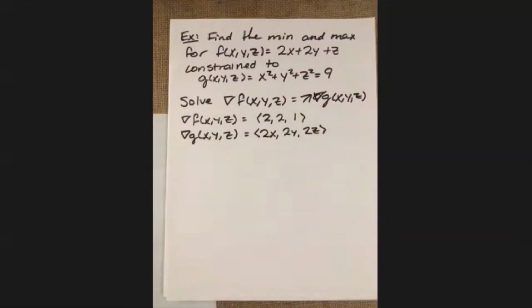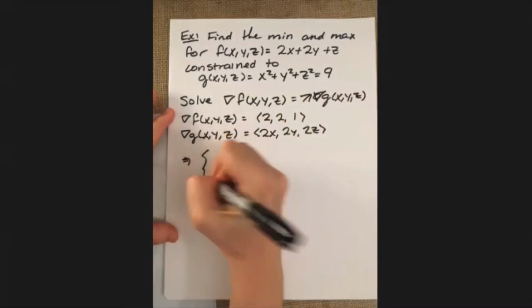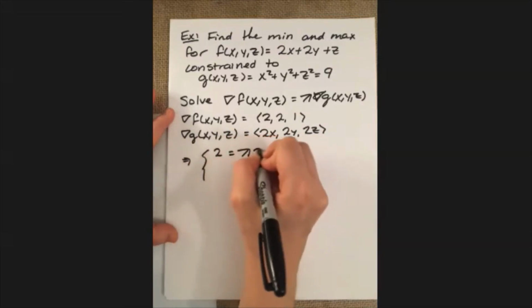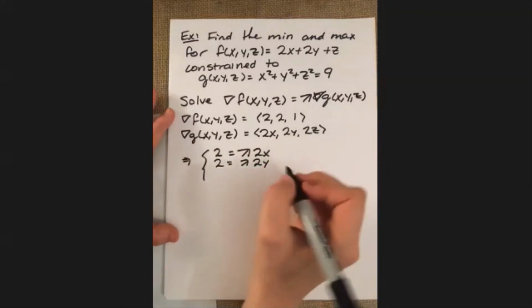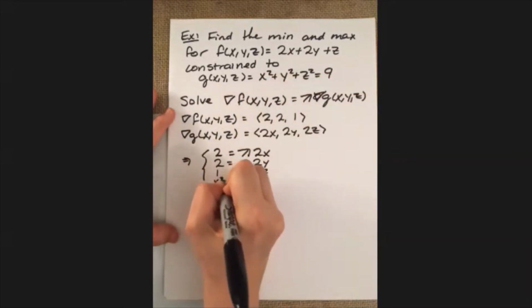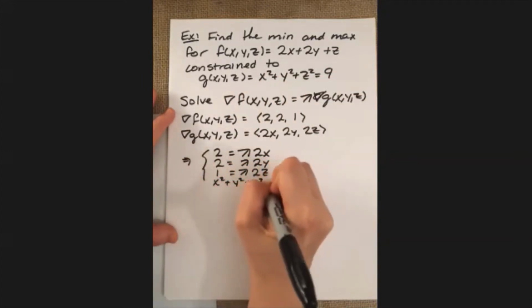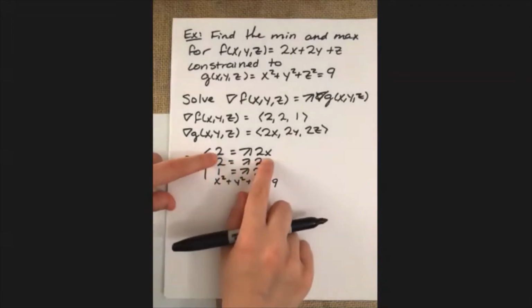All right, so let's go ahead and stack all of these into our system of equations. We're going to have that 2 is equal to lambda times 2x, 2 is equal to lambda times 2y, and 1 is equal to lambda times 2z, and then our final equation comes from the constraint. Just like last time, the very first thing we do is check to see if x, y, and z, or even lambda, could be equal to 0, so that we can take advantage of being able to divide by x and y and z.